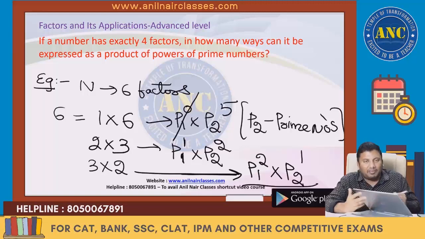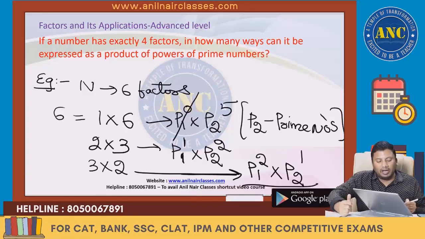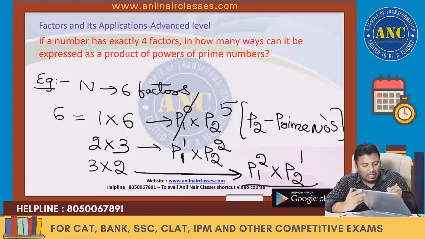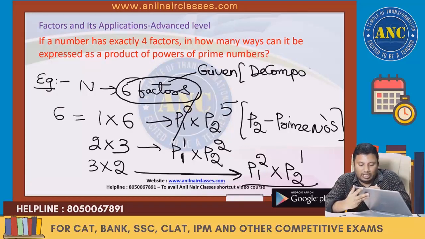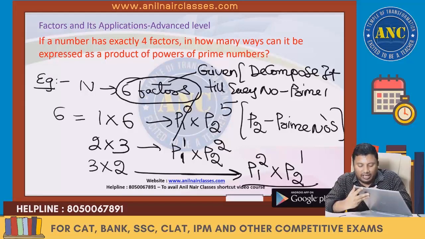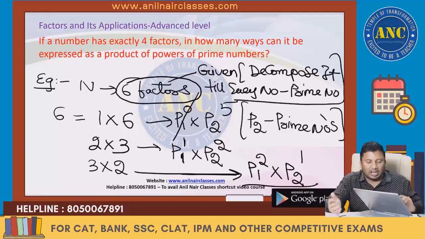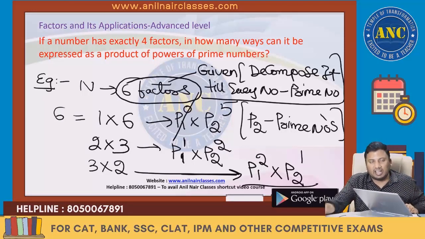We will list the values of the prime numbers depending upon the question. First thing, if the number of factors is given, decompose this number. Decompose it till every number is a prime number. Please write down this point. 6 is a composite number. Decompose it till every number is a prime number.